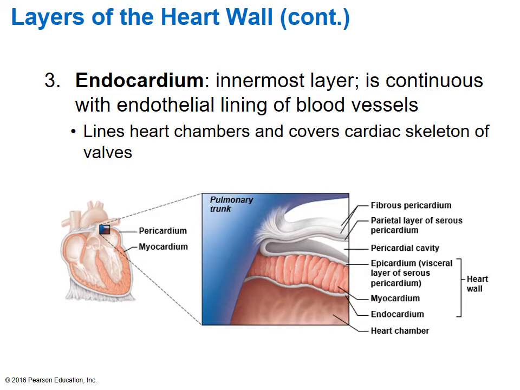The innermost layer of the heart is going to be called the endocardium. And the endocardium is the one that's going to be interacting with the linings of the blood vessels. It's also the one that's going to be lining the heart chambers, as well as covering the cardiac skeleton of the valves. The chambers are the open surfaces that I mentioned to you previously. We're going to name them in a little bit. And then the valves are going to be allowing us to control the blood flow of the heart, allowing the blood to seamlessly enter and exit, whether we're looking at the right side or the left side.